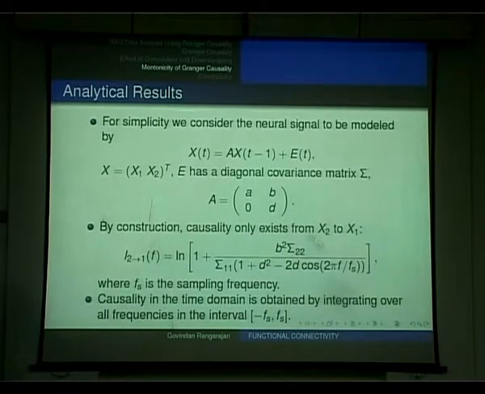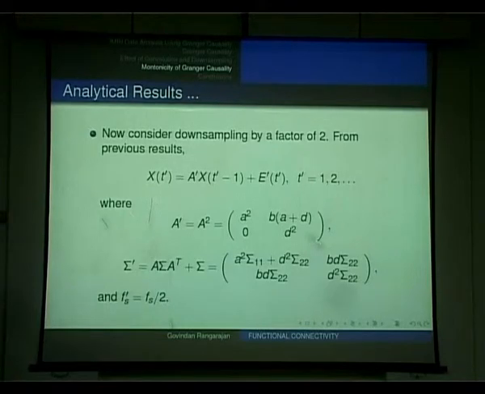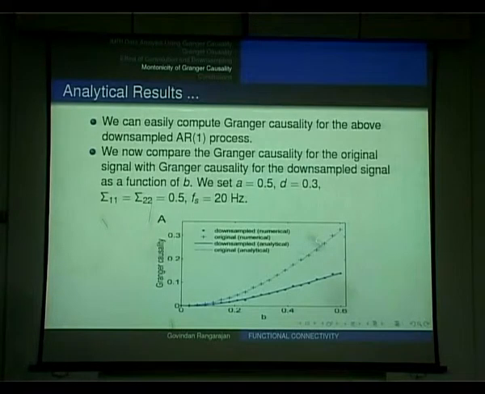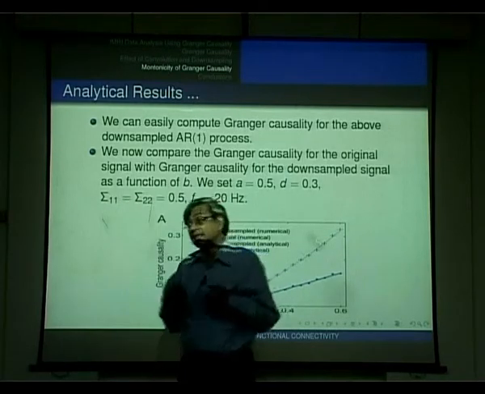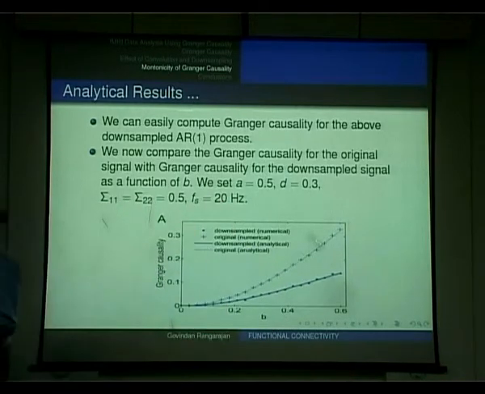And if you do the downsampling, as I said, you have to replace a by a prime, which is a squared, so this is what you get. Again, we go through the math, and you get an analytical expression in this case for Granger causality after downsampling by a factor of 2. And rather than exhibiting the full expression, I've just shown you a graph here.